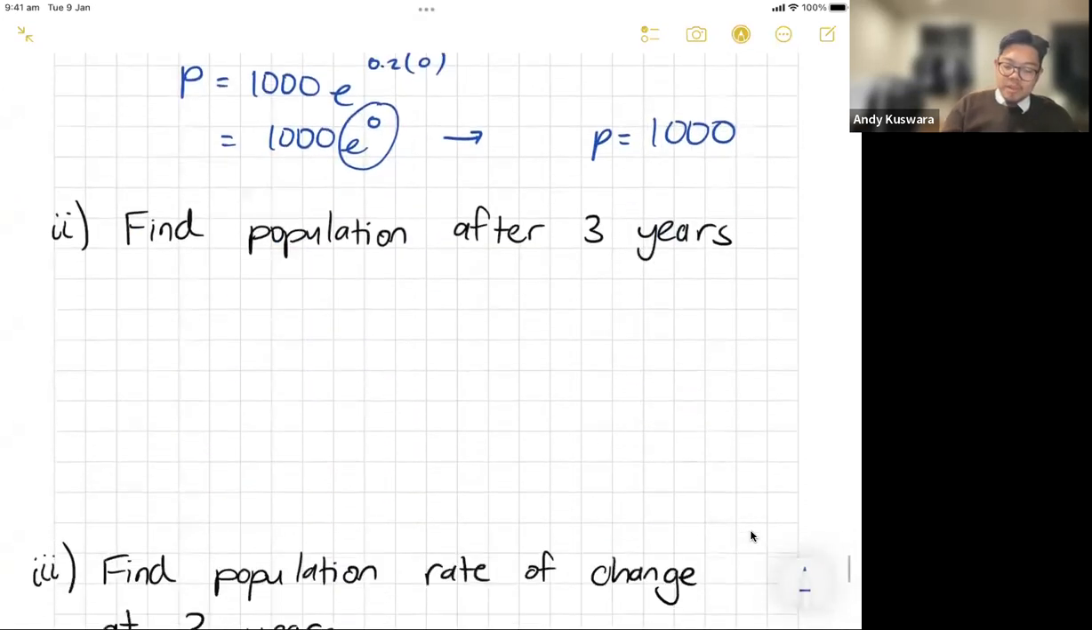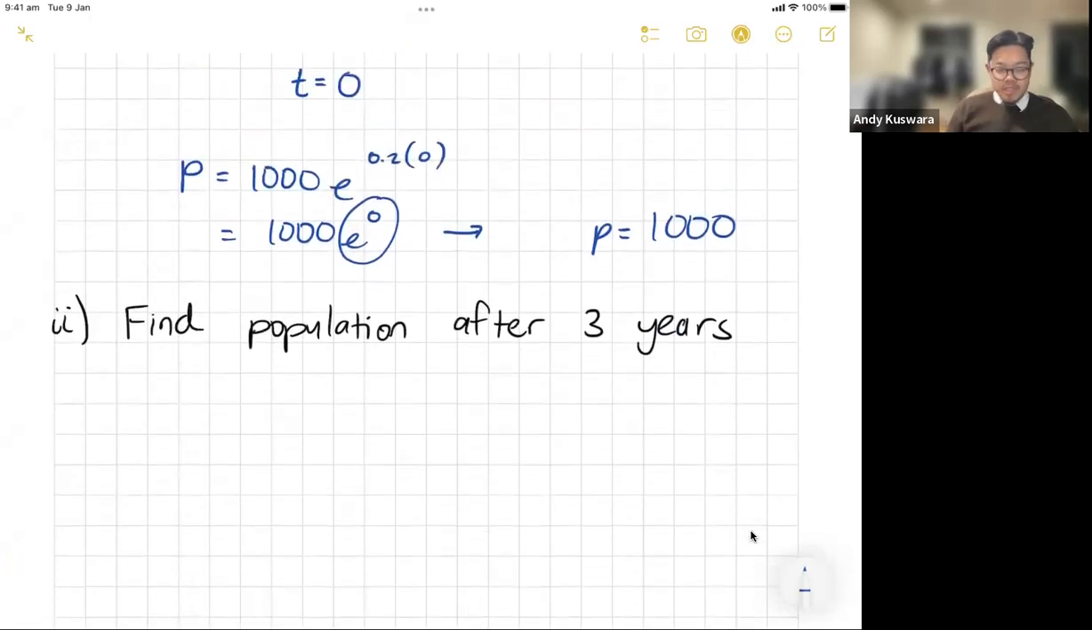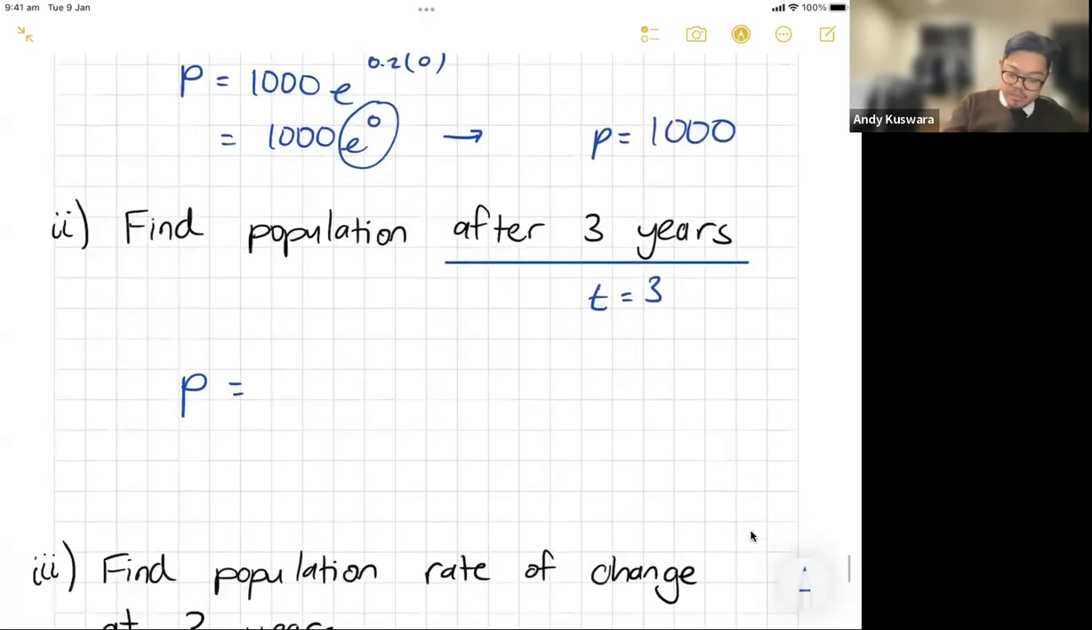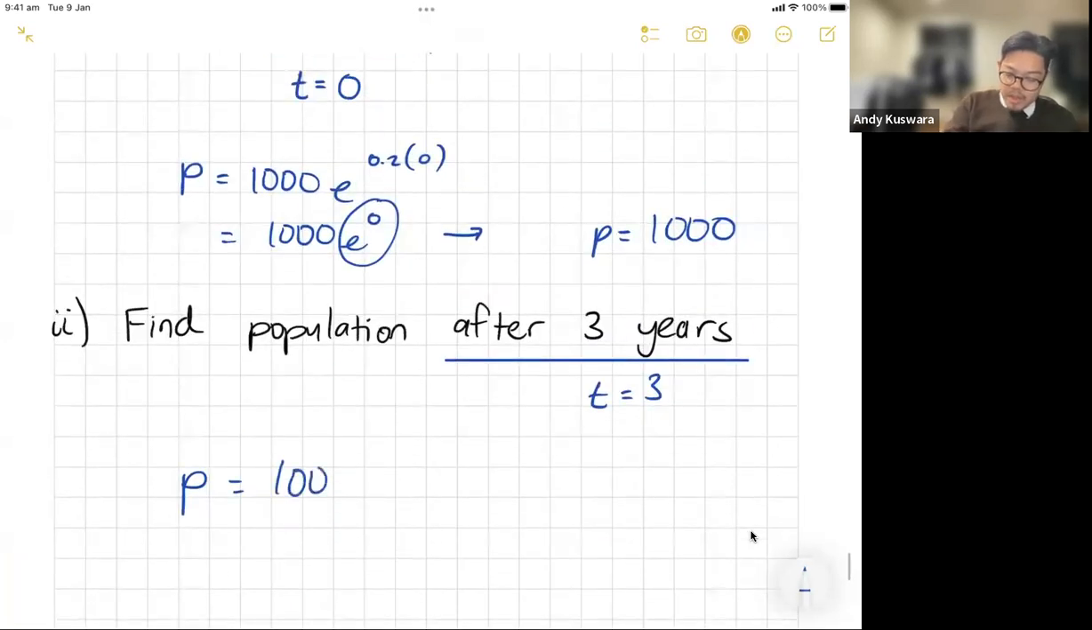Now, find population after 3 years. Again, let's play a game. Have we seen rate of change yet? Nope. So do I need to differentiate? Nope. So in this case, population after 3 years means my time is going to equal 3. So let's sub it in. I'm using the same equation as before, P equals 1,000 e to the 0.2, and instead of timesing it by t, I'm going to let t equal 3.